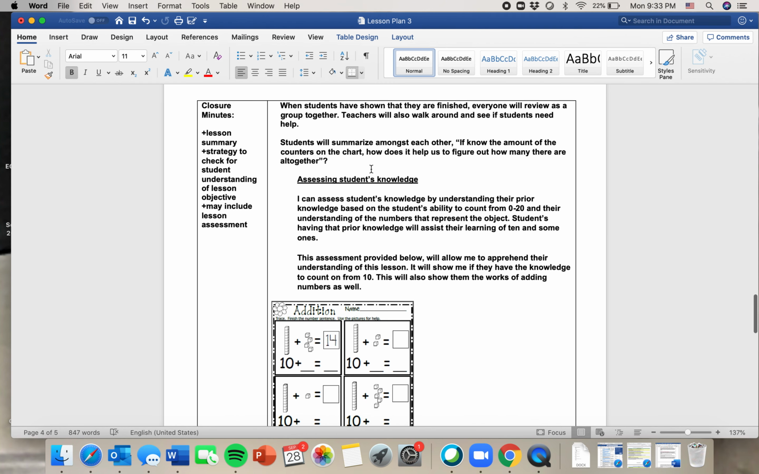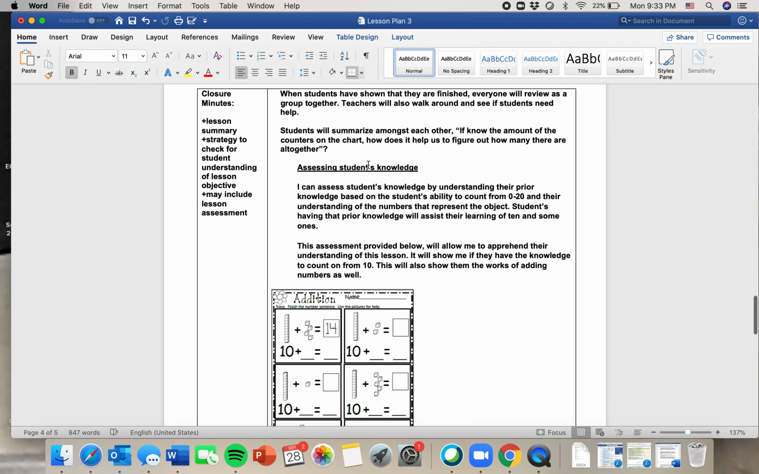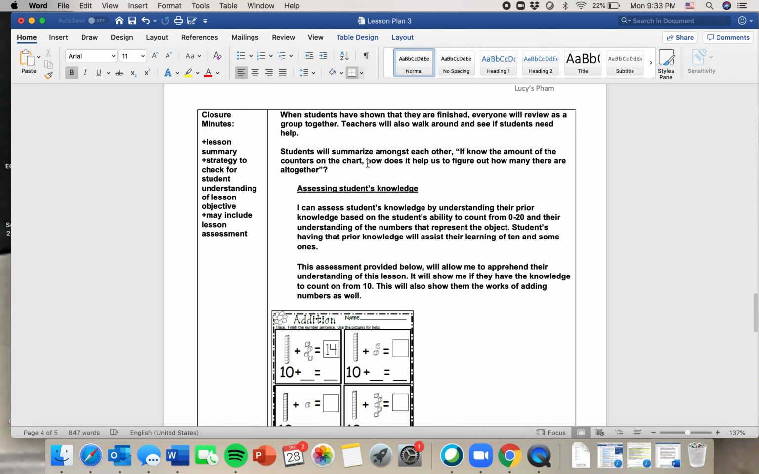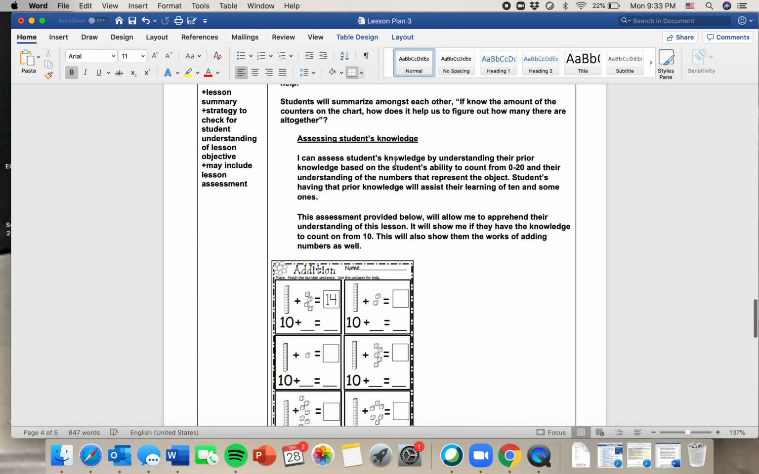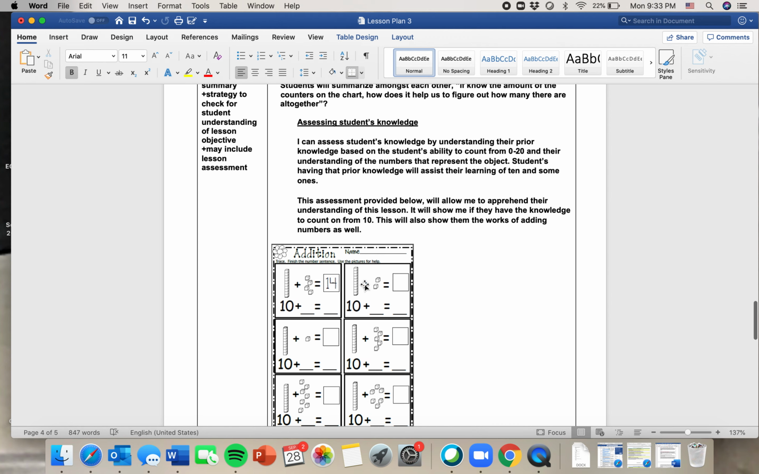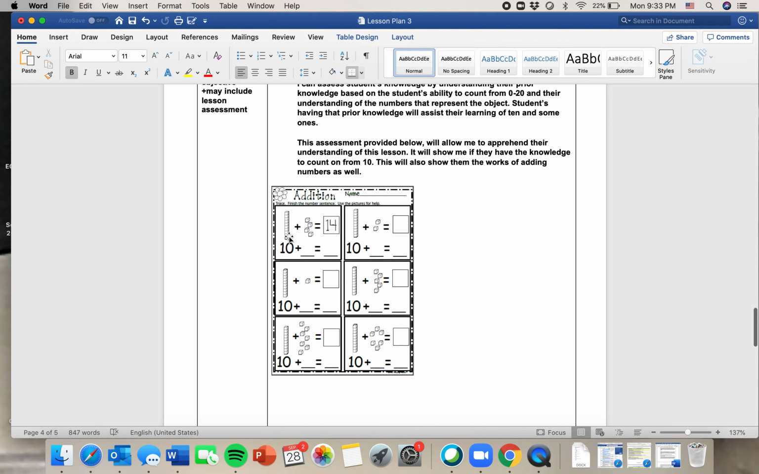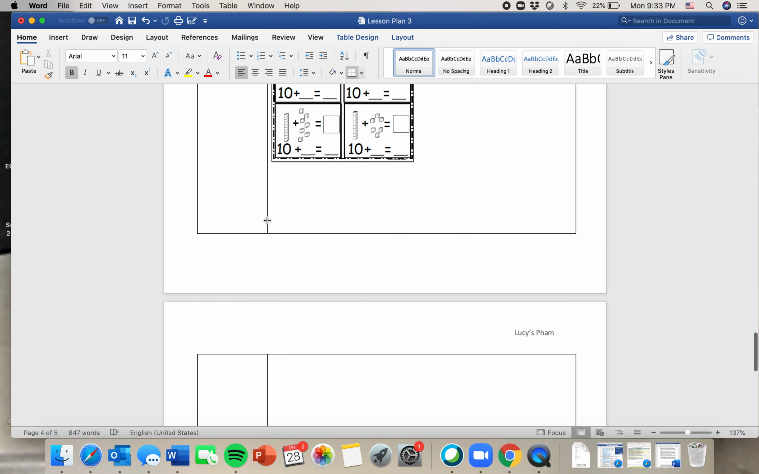And for closure, when students have shown that they are finished, students will review as a group together. Teachers will also walk around and see if students need help. And then we can also summarize the counters and the charts all together, the 10 blocks. And with assessing students' knowledge, I believe this is helpful for students to add on. And that's pretty much it.